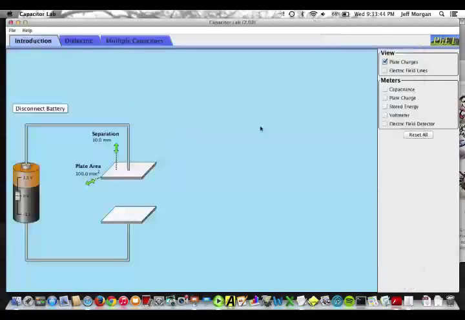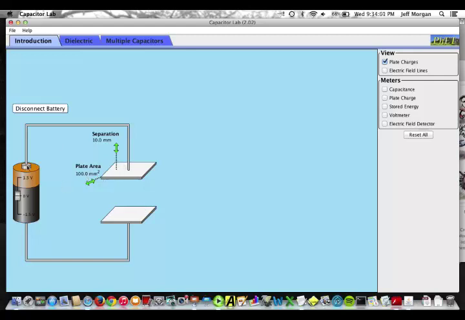So I've got this up on the screen in the background, and I'll bring that to the foreground now. So here's a situation where I have my two conducting plates, and right now they're separated by a certain distance, 10 millimeters. They have a plate area of 100 square millimeters, so they're 10 millimeters by 10 millimeters.